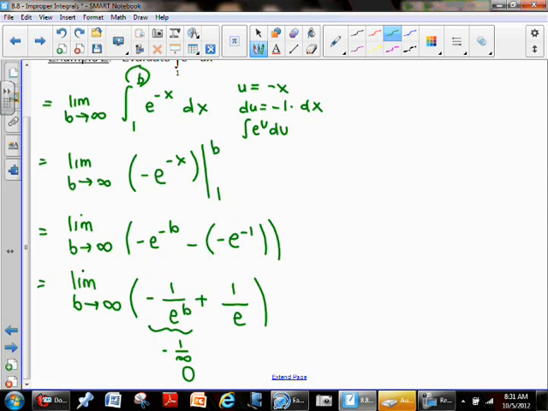Then the 1 over e is nothing more than a constant. So if we add 0 and 1 over e, we do indeed get 1 over e as a result.